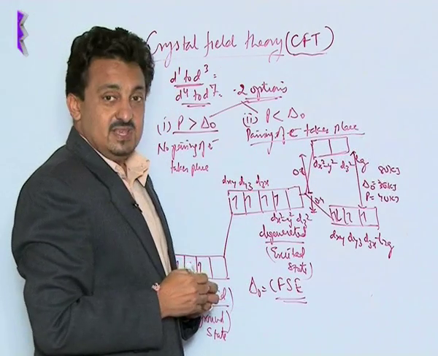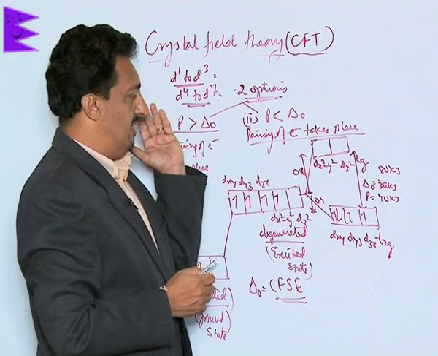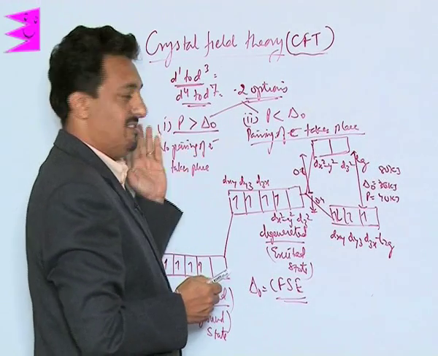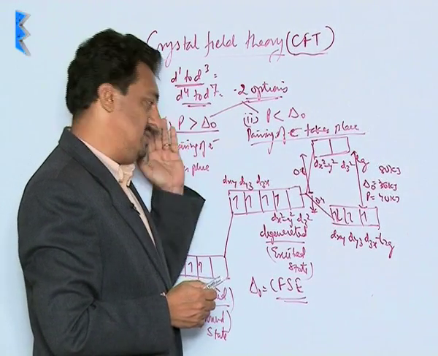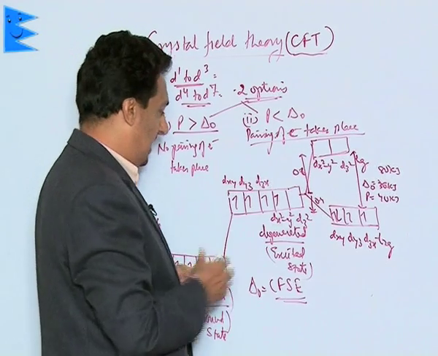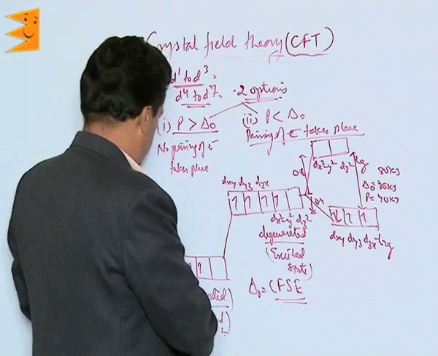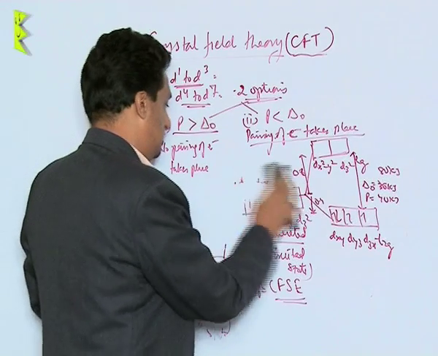So we have two options. When the splitting energy is greater than the pairing energy, pairing takes place. When pairing energy is more than the splitting energy, no pairing takes place. And that is why we can easily distinguish, which I can show to you here.